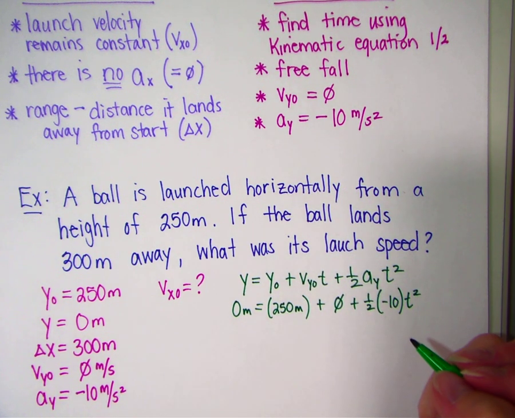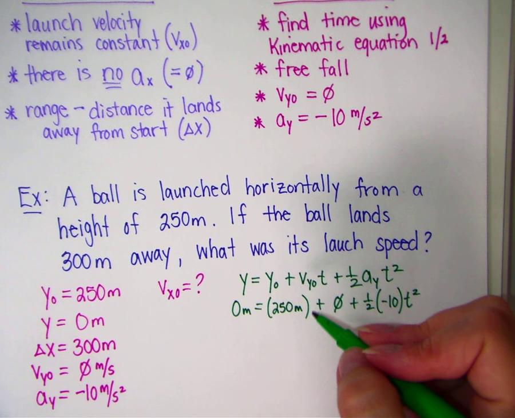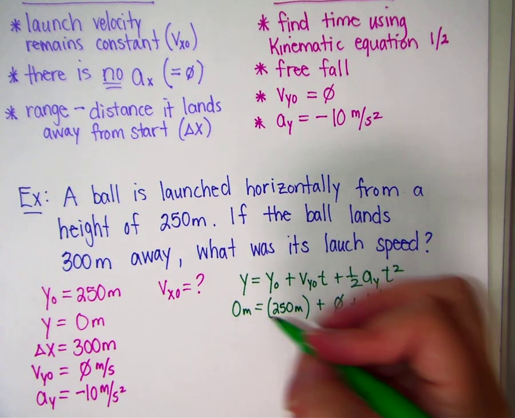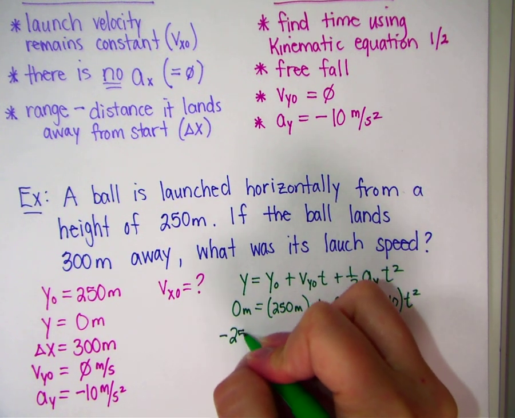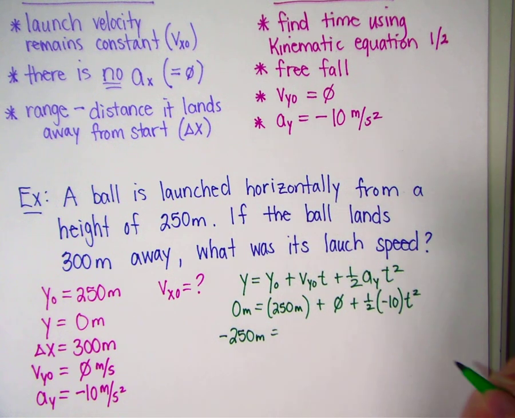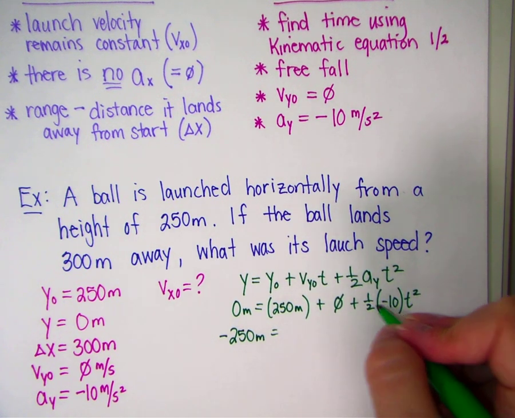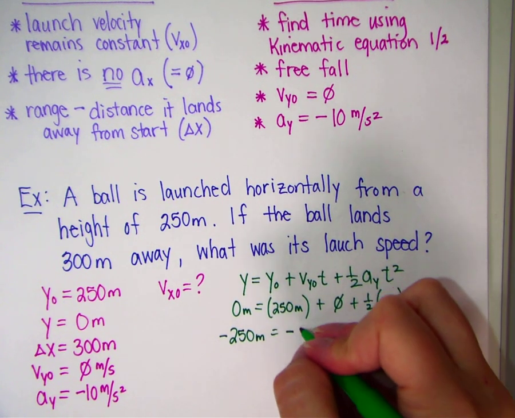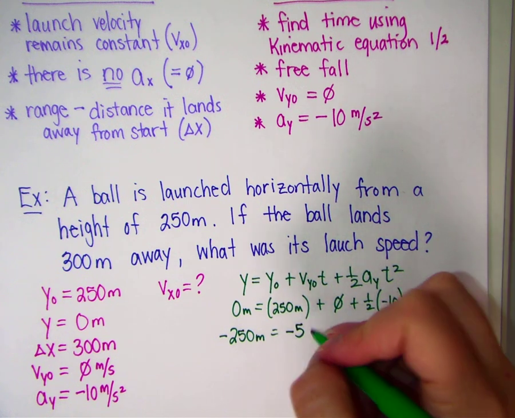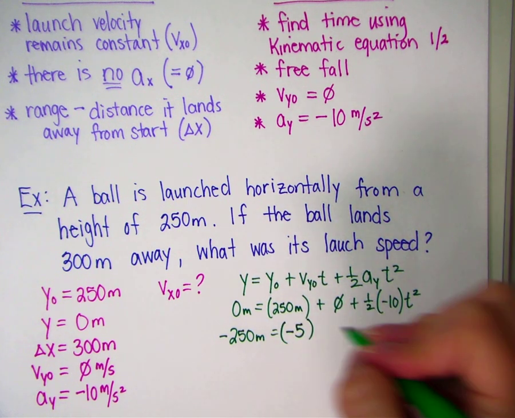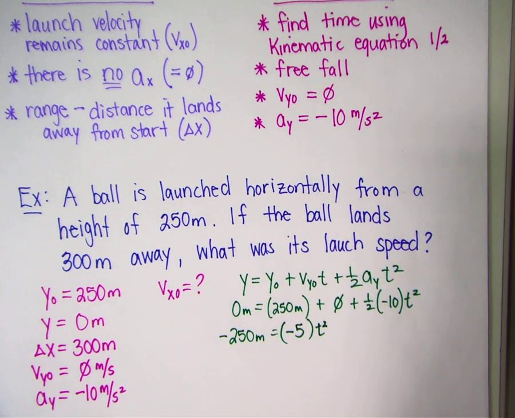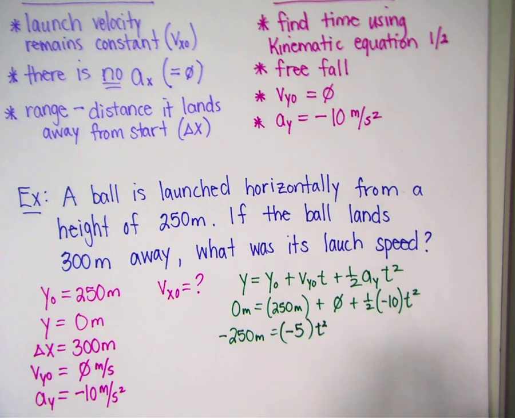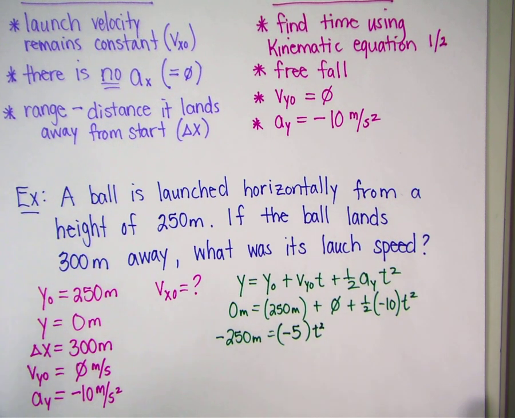Okay, now we're going to do some algebra. First, I'm going to subtract the 250 from both sides, so I get negative 250. And then I'm going to apply 1/2 times negative 10, which is negative 5. And you don't have to worry about your units carrying through. It all works out in the end, I promise.